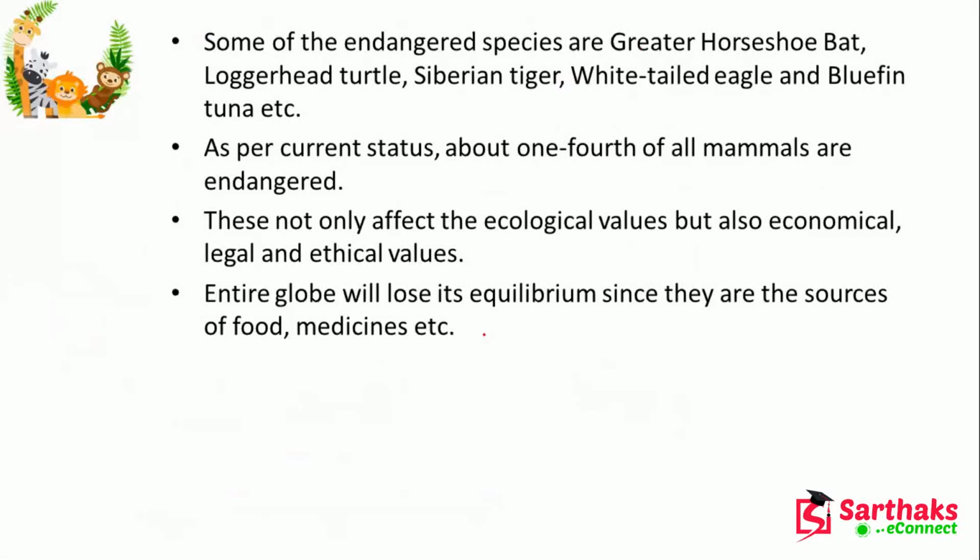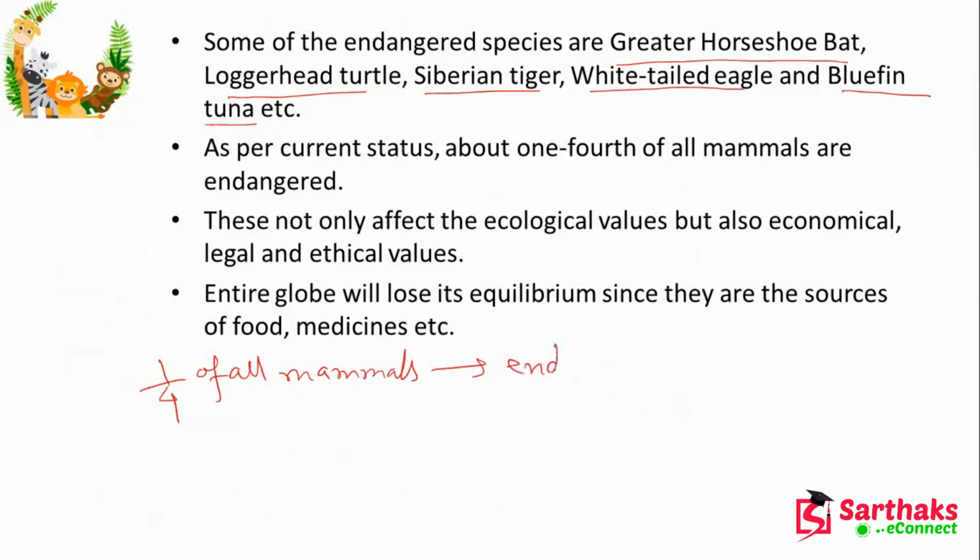Next, some of the endangered species are the greater horseshoe bat, loggerhead turtle, Siberian tiger, white-tailed eagle, and bluefin tuna. These are some endangered species. And as per the current status, about one fourth of all mammals are endangered species now. That means these may go to extinction. Next step is the extinct species.